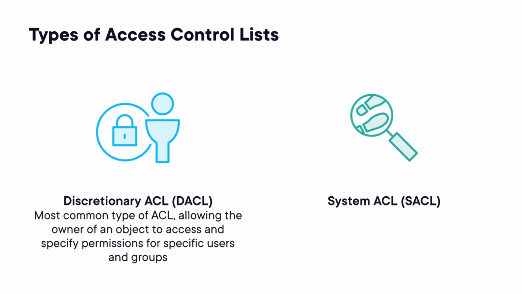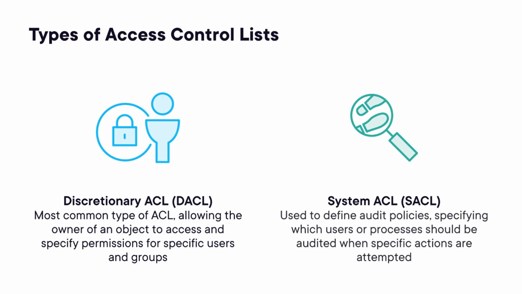Then we have the System Access Control List, or SACL. This is used for auditing, basically specifying which users or which processes should be audited when specific actions are attempted, like someone trying to log in or trying to access a folder or a file, perhaps read, modify, or even delete. So we can audit for specific activities that then get written to an event log or a security log, which we can then go back and refer to or monitor for later review.